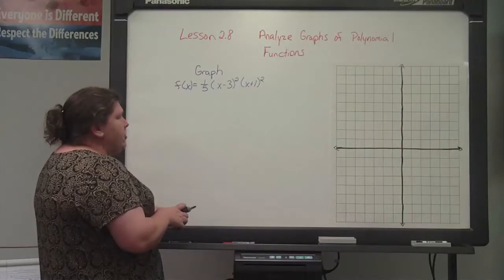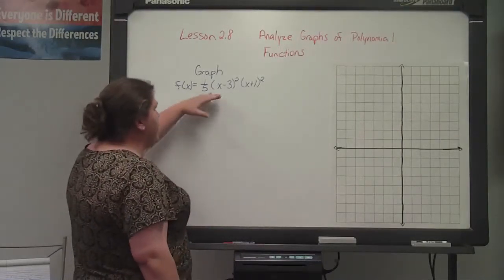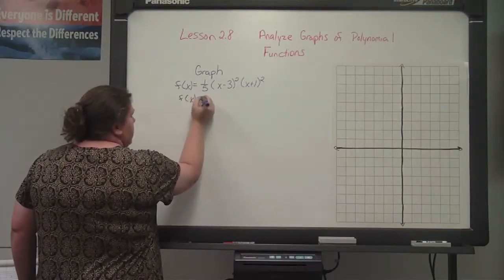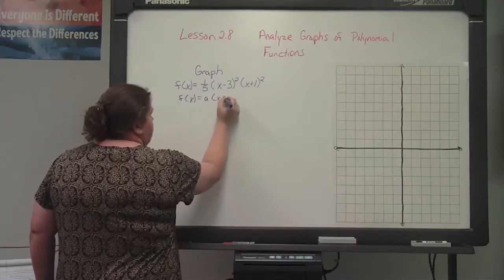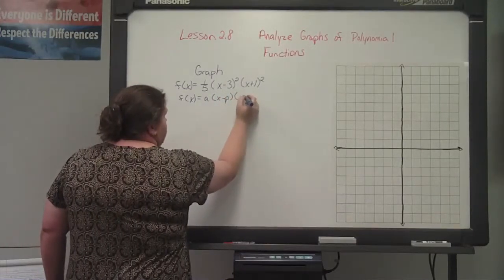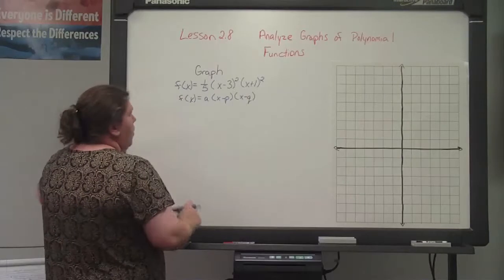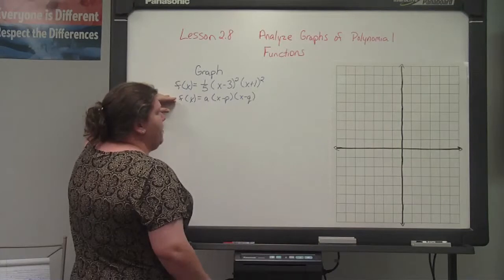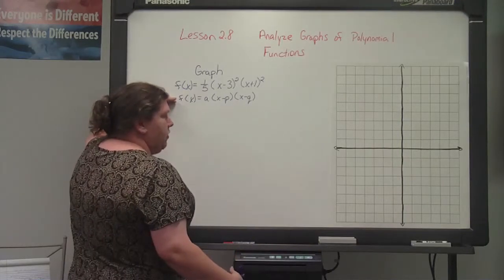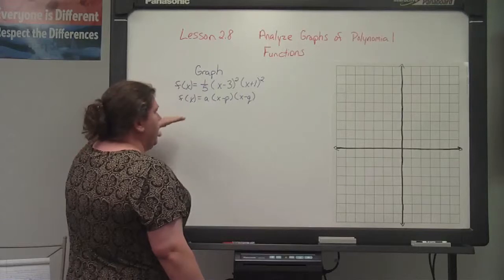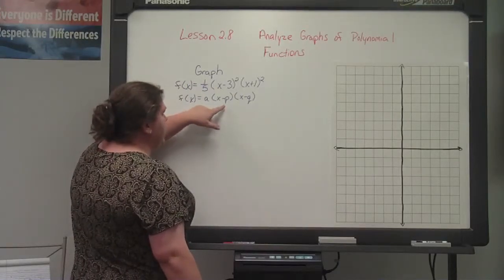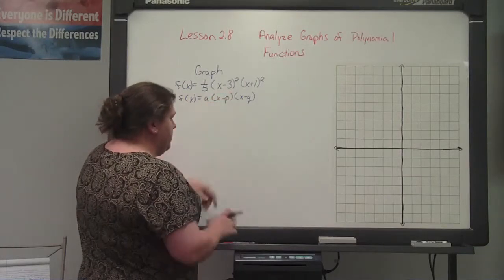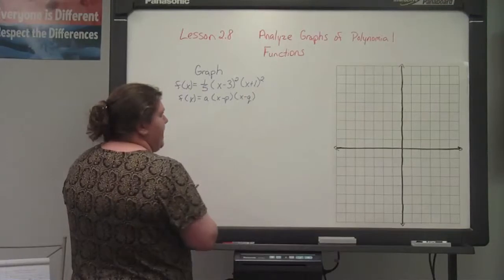The first thing I want to do is take note of the fact that this is in the form of f of x equals a times (x minus p) times (x minus q). Remember that this form right here that I just wrote is the form of the x-intercepts for a polynomial function. And so because of that, I can see that one x-intercept is going to be at 3, and one x-intercept is going to be at -1.